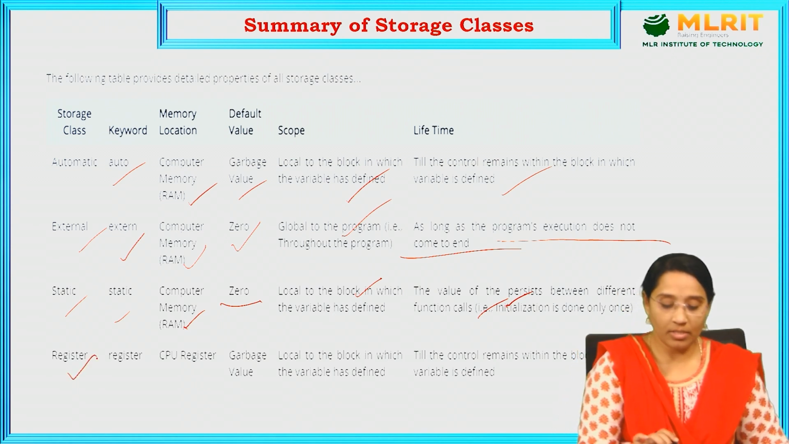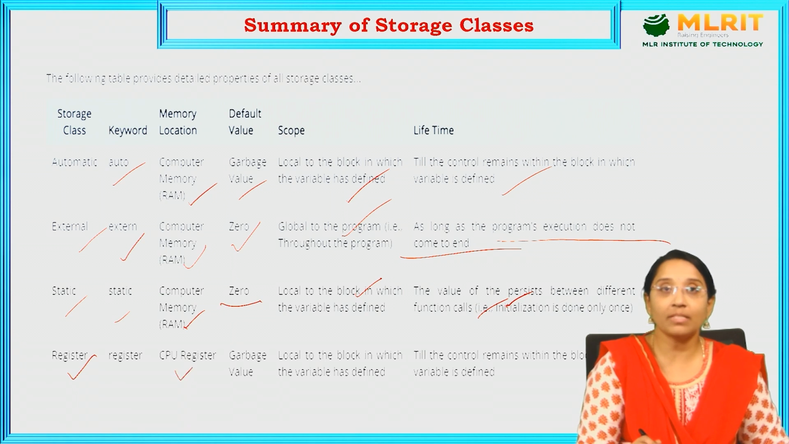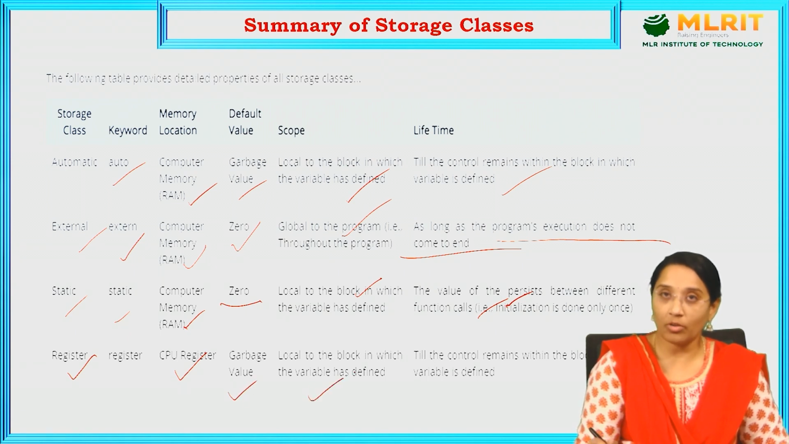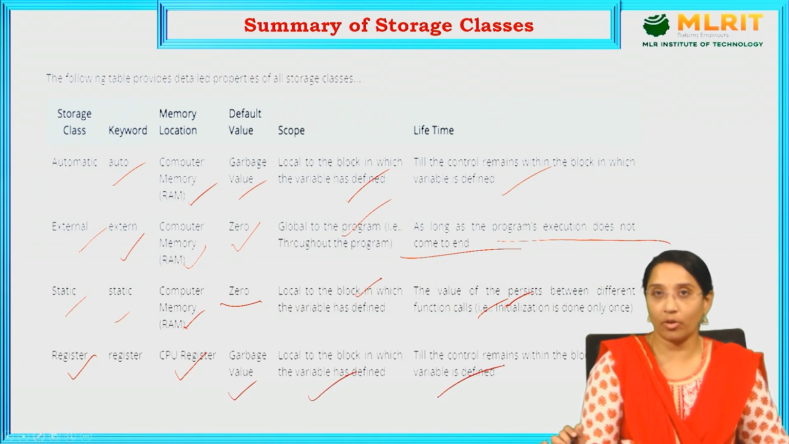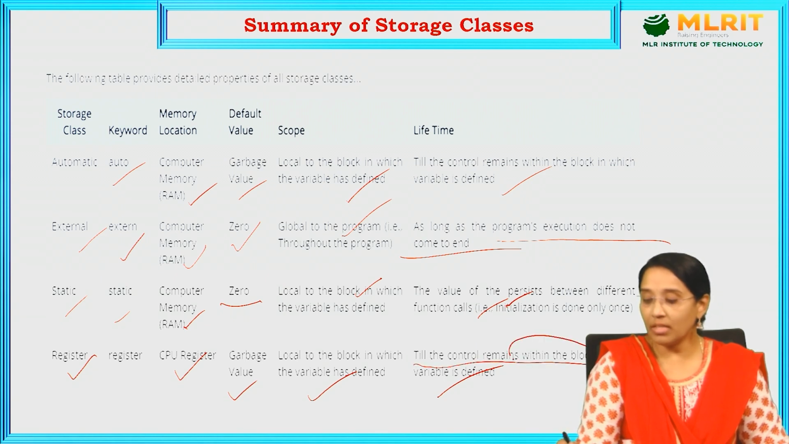Next, register storage class. Location will be CPU registers. CPU registers are less in size. The default value is a garbage value. The scope is local to the block, till the brace gets closed. Local till the control remains within the block.